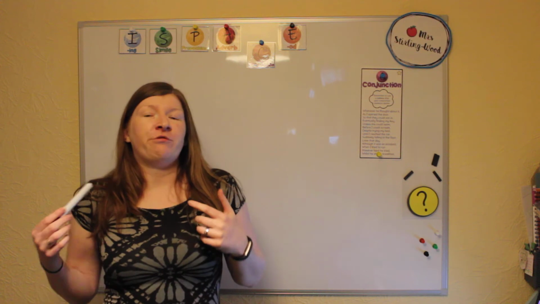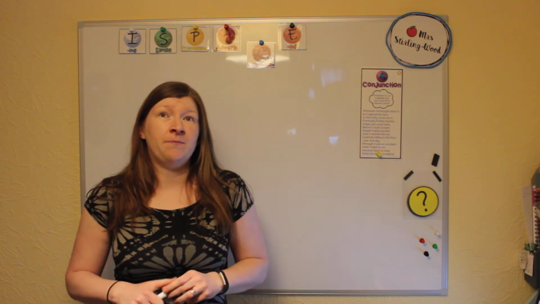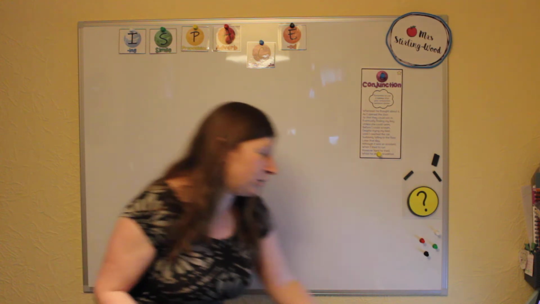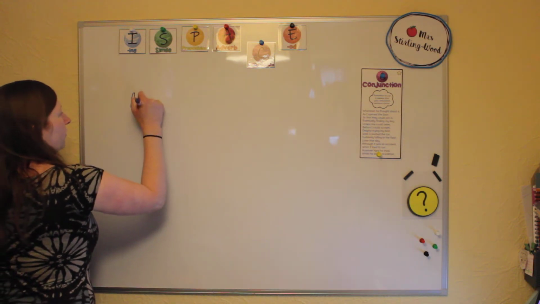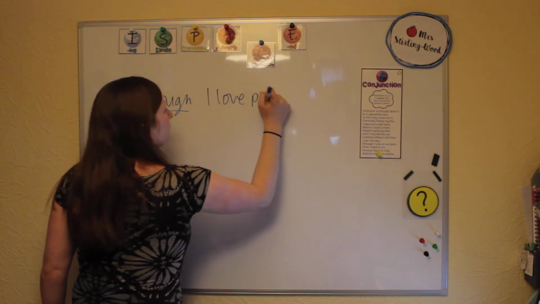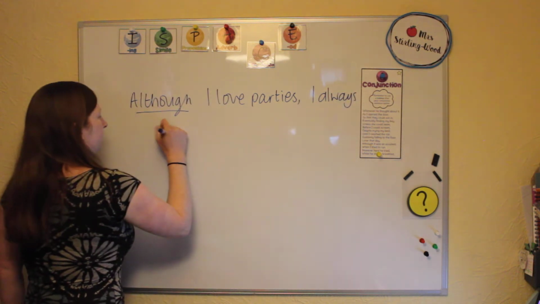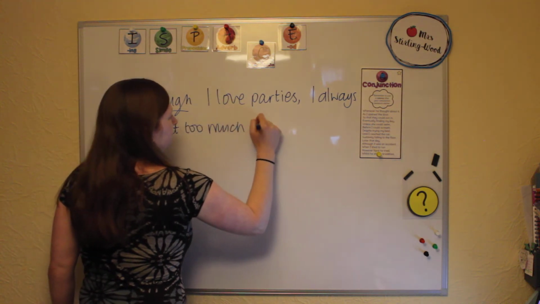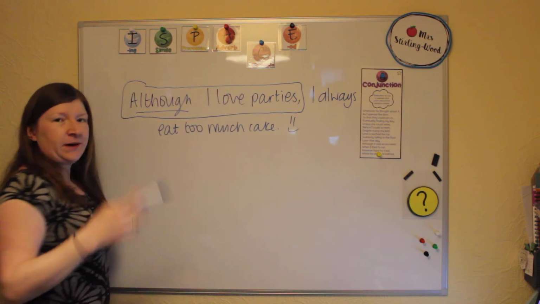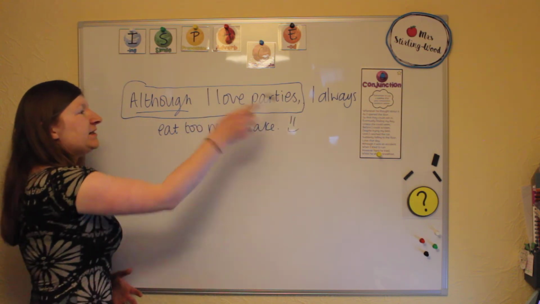When we're using them to create fronted adverbials, what we're actually doing is making a dependent clause. Now, a dependent clause is a clause, a chunk of a sentence, that does not make sense by itself. Okay, it relies on the second part of the sentence. Let's have a look at a couple. So, although is a conjunction. Although I love parties, I always eat too much cake. This first bit, although I love parties, is a dependent clause because it doesn't make any sense by itself. You could not put a full stop here and say, although I love parties, it doesn't make sense. You need something else to go with it, okay?